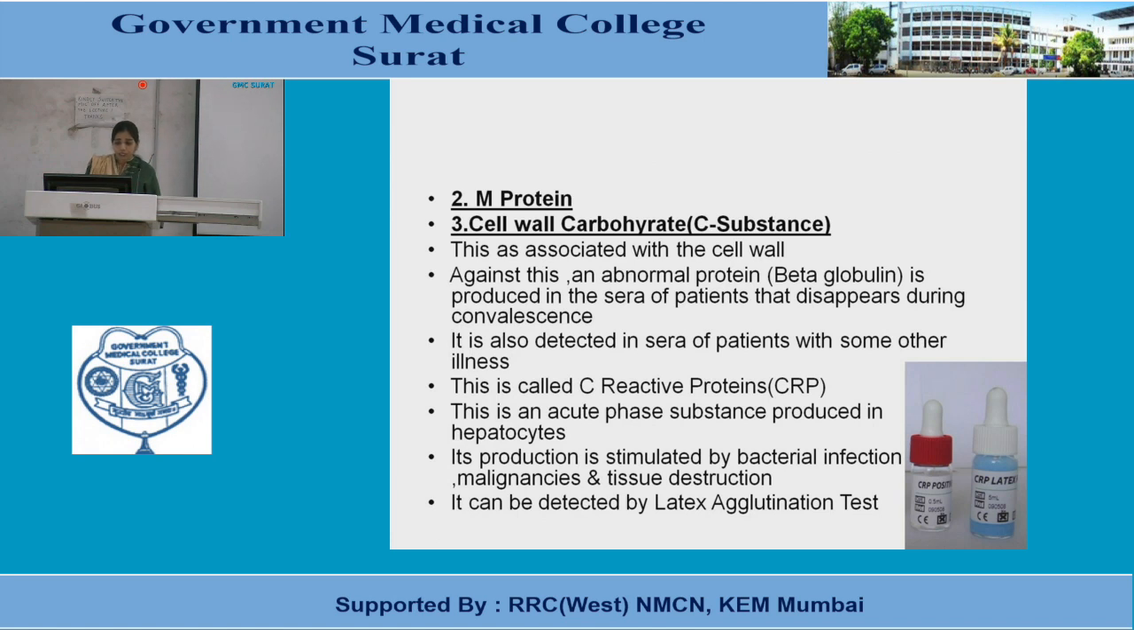It is also detected in the sera of patients with some other illness. This is called C-reactive protein, CRP. This CRP is an acute phase substance produced in hepatocytes. Its production is stimulated by bacterial infections, malignancy, and other tissue destruction. This CRP can be detected by the latex agglutination test.